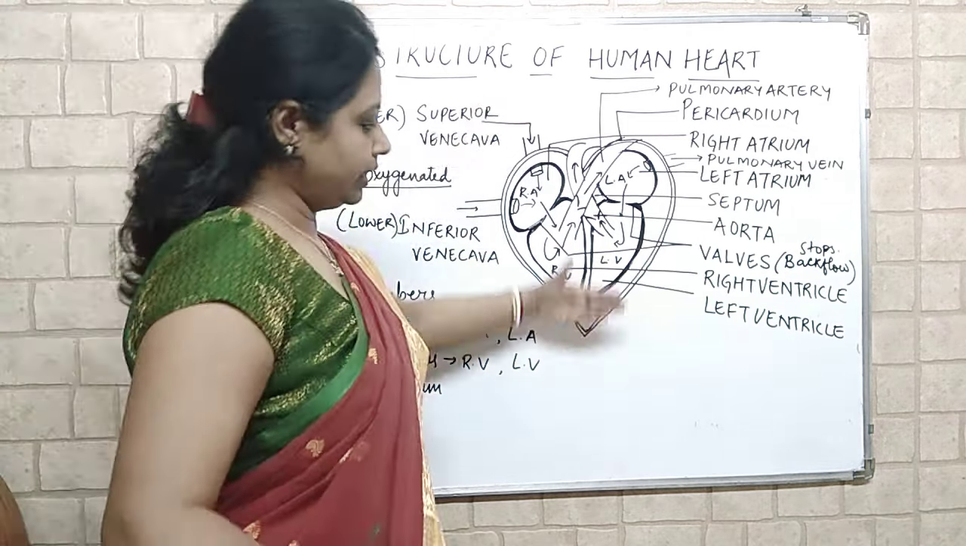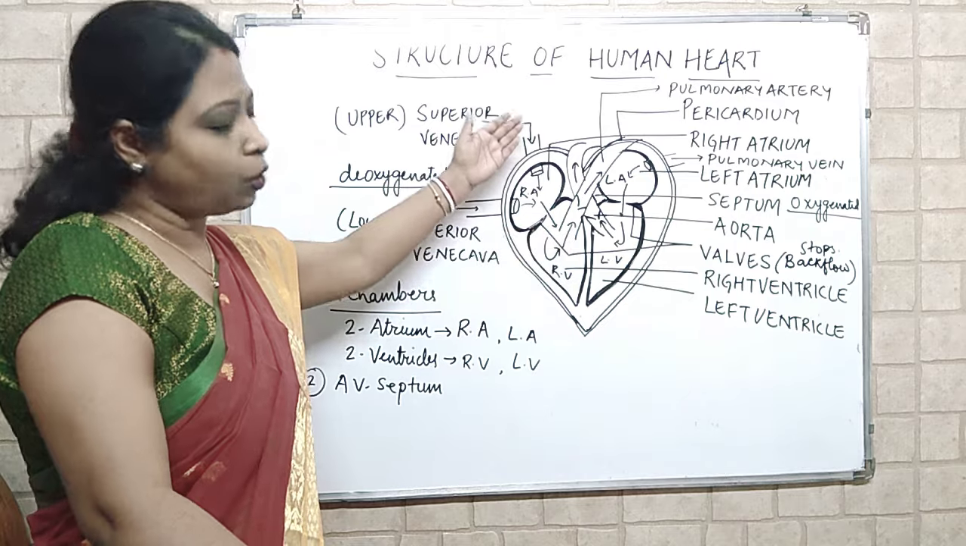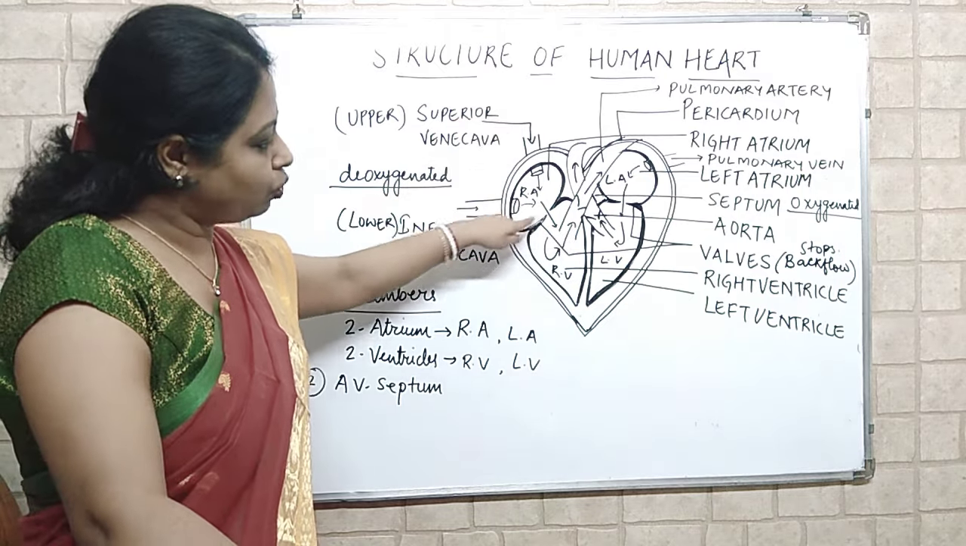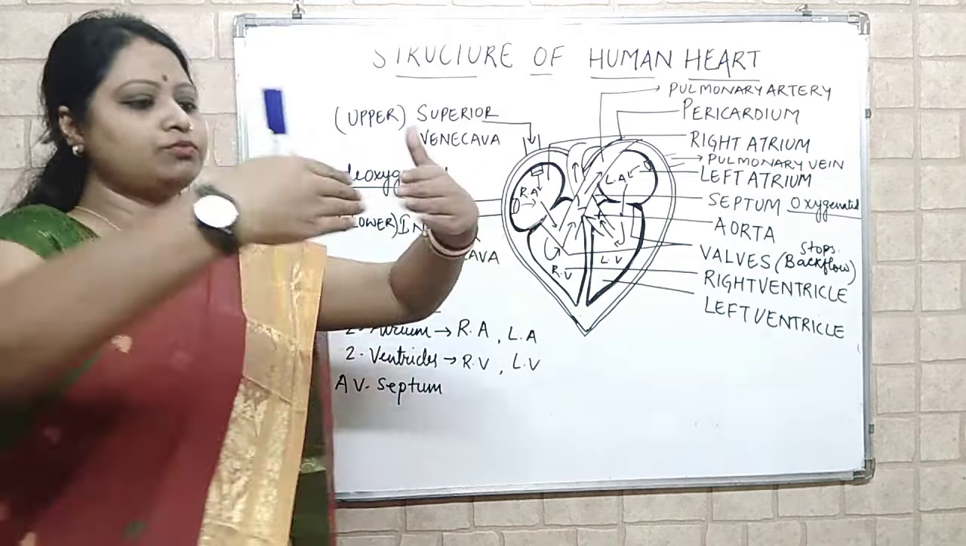Now, between the atrium and the ventricles, there are some small flap-like structures called valves that stop the backflow of the blood. What do we mean by backflow? Blood from the atrium will enter the ventricle. It should not go back to the atrium. For that, these doors are there in the form of small flaps called valves. They will stop the backflow of the blood. Blood cannot go back, so that it can move forward only.